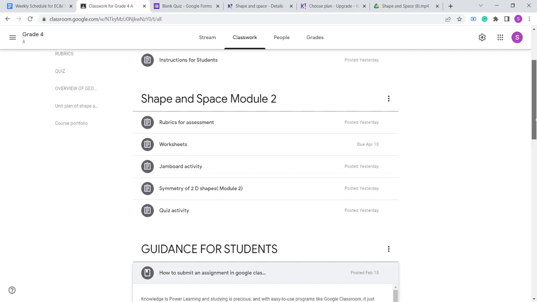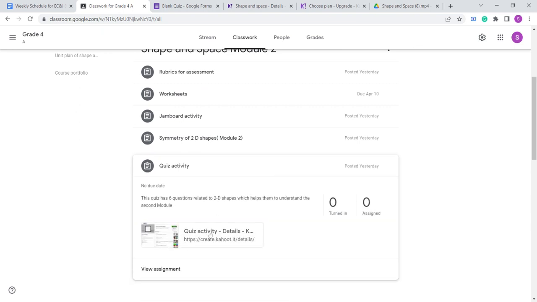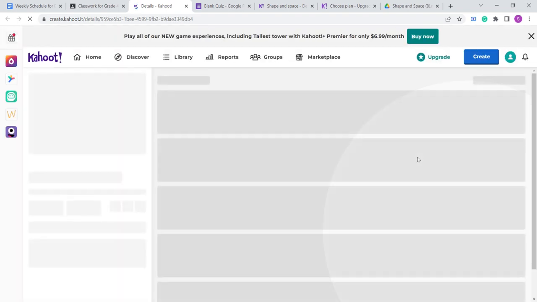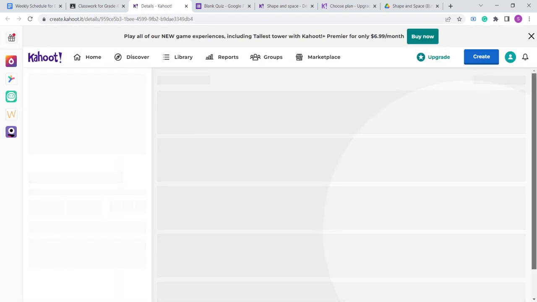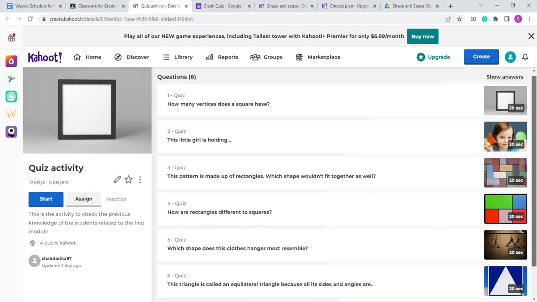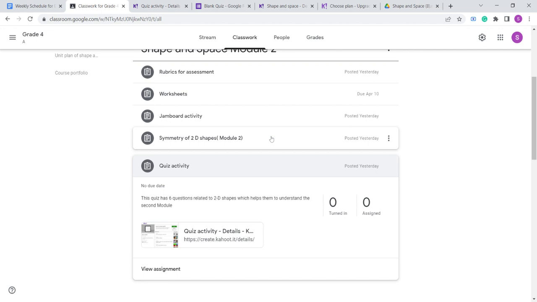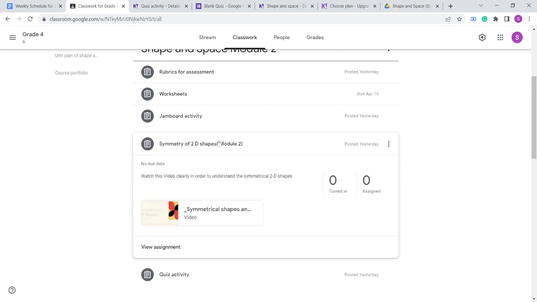And now this is my second module, second lesson plan. First of all, I added the quiz activity. This quiz activity is related to my first lesson plan, so I can check the prior knowledge of the students. Students have to give answers to the six questions which are related to my last module. And in this lesson plan, I want the students to know about what the symmetrical shapes are.